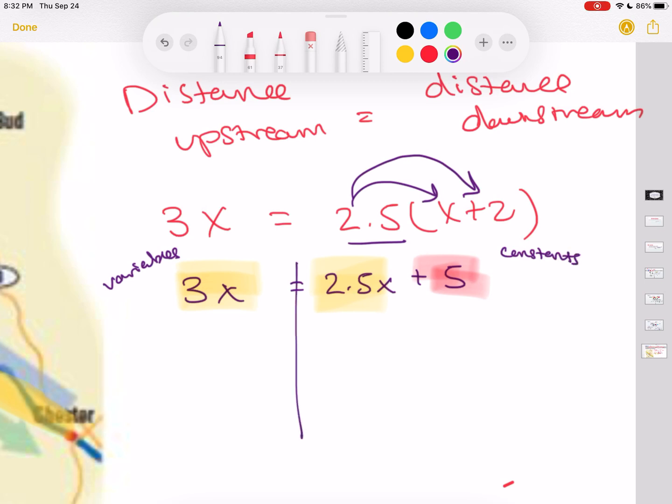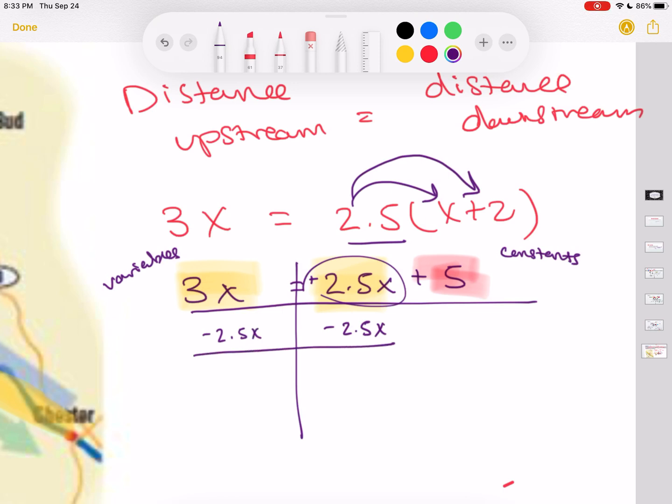Let's make a t-chart. I want to move my variable, that 2.5x, over to the left side. It's a positive 2.5x, so I'm going to subtract 2.5x from the right and subtract it from the left. So 3x minus 2.5x is 0.5x. And 2.5x plus 5 minus 2.5x, those cancel out. I'm just left with 5.